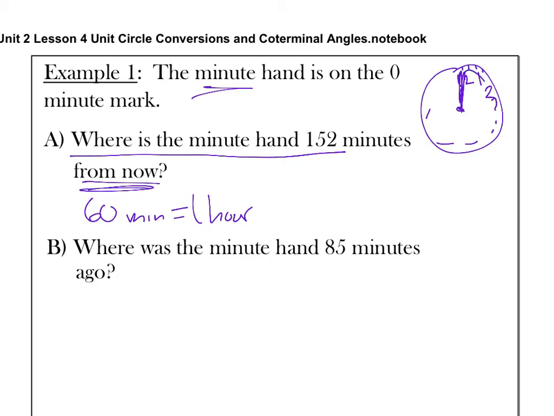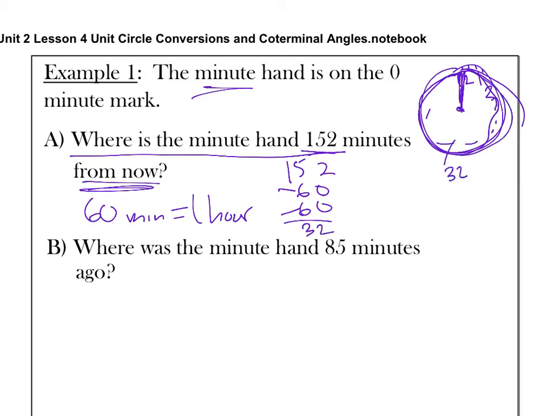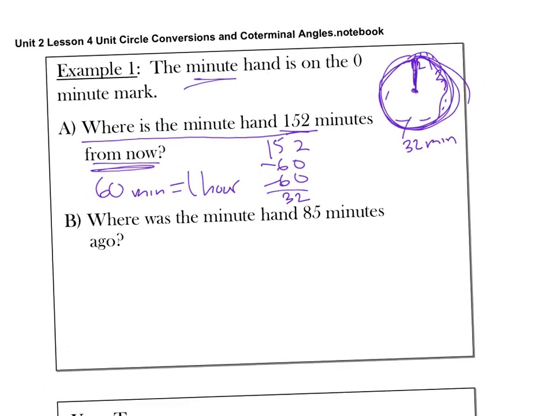So how do I figure out where it is? I'm going around this clock, once, twice, and I need to figure out where I end up. Now here, you can brute force it: take 152 minus 60 minus 60 and get to 32. So yeah, it's going to be at the 32-minute mark. If you did that, you wouldn't be wrong, but that gets a little tedious.